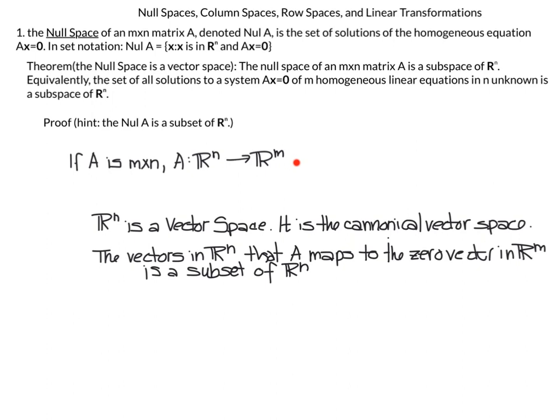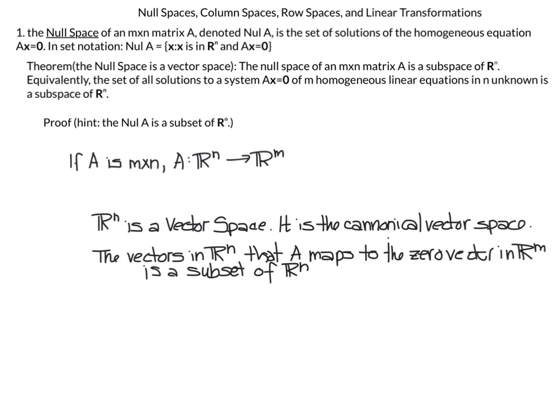Now the next point I wanted to make is that Rn is a vector space, and that's from the video when we talked about vector spaces. Remember there were 10 conditions we had to meet: closure, addition had to be commutative, associative, and then there were some other conditions on scalar multiplication. Well, Rn was our canonical vector space, our premier vector space. It's the one that we're most familiar with.